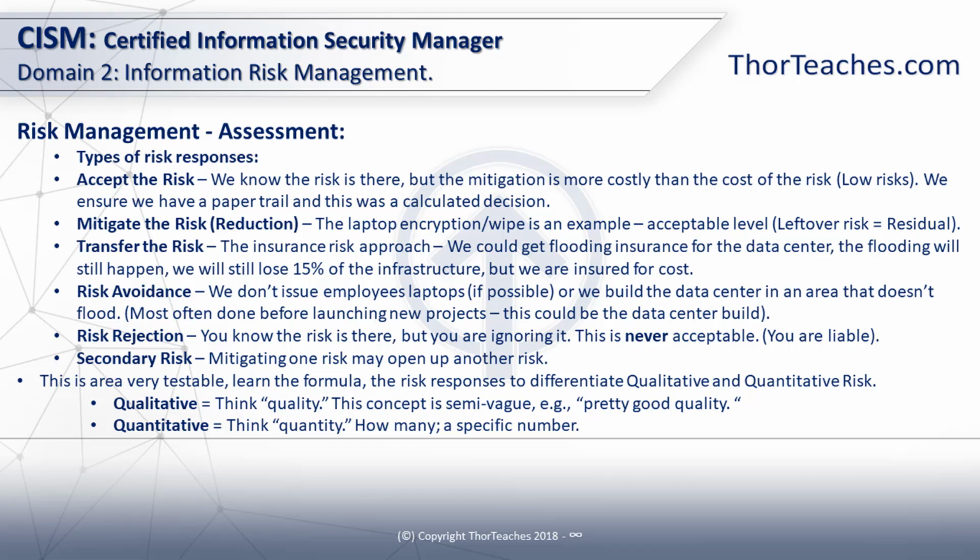We can also choose to transfer the risk. The data center example could be a good way to do that. We could buy flood insurance. The flood is obviously still going to happen. We would still lose 15% of the infrastructure, but we'd be insured against it. We wouldn't have to pay the $1.5 million every time it happened.